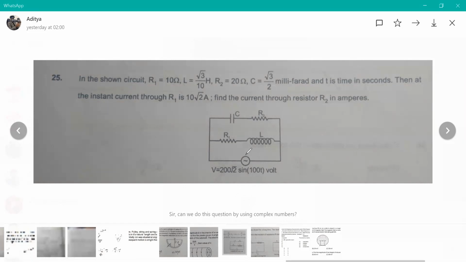Okay, so people, what we'll do in this question is that you just solve this loop and solve this loop. You will get this quite easily, no? You will see that all the values are given to you. So for the I2, it will be 200 root 2 by some Z2, into sine 100t plus some phi 2.